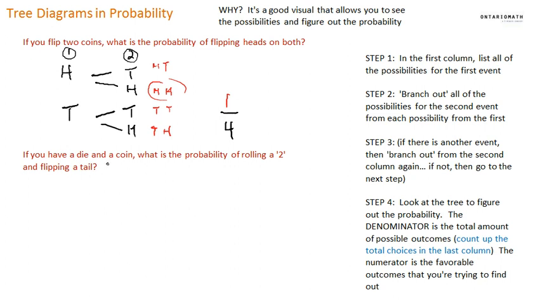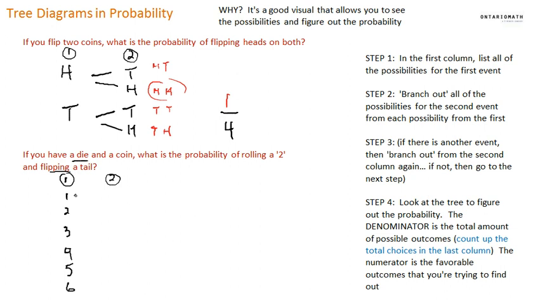If you have a die and a coin, what is the probability of rolling a 2 and flipping a tail? In my first column, again, I'm going to list all the possibilities. Let's start with the die. My possibilities are rolling a 1, a 2, a 3, a 4, a 5, and a 6. And the second event is flipping a tail.